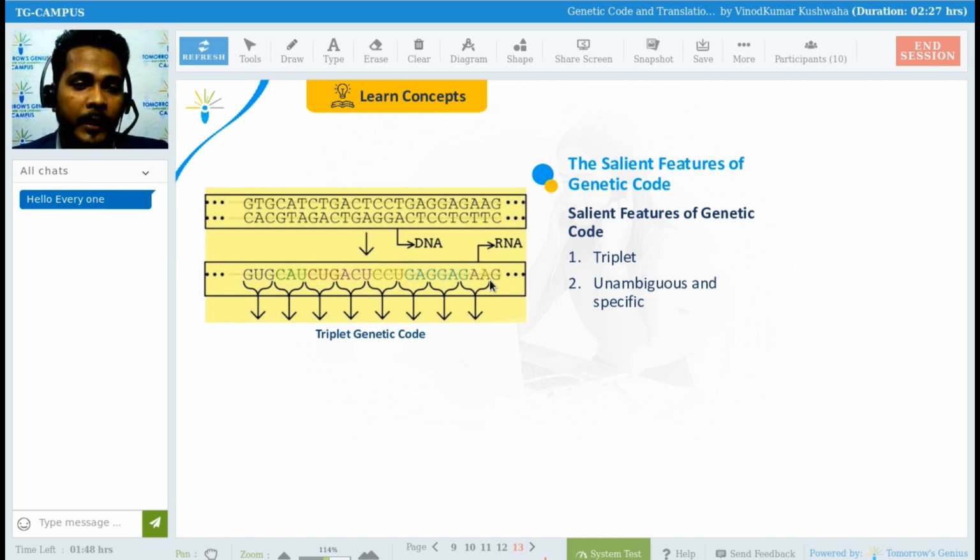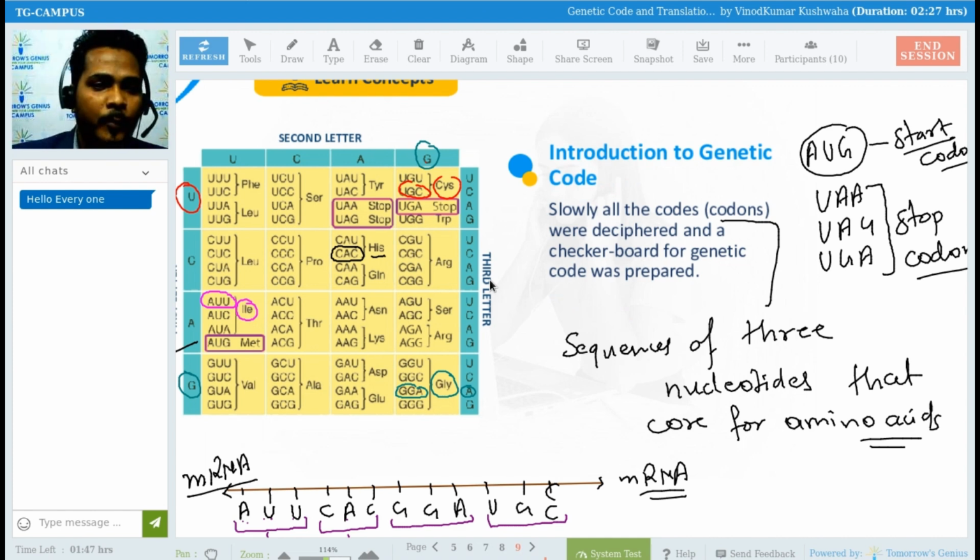As we know, the code is triplet because it is made of three adjacent nitrogen bases. A triplet codon specifies the placement of one amino acid in the polypeptide chain. So there are a total of 61 codons that code for 20 amino acids, right? Three codons do not code for any amino acid, they are the stop codons. So just count how many there are in total.